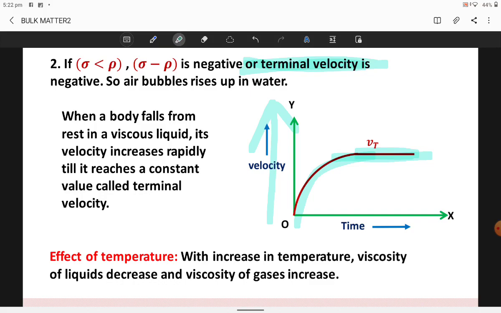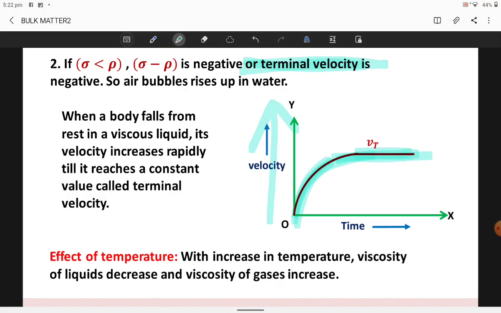So earlier, when it starts moving down in an ideal liquid, there will be some viscous force, and as the weight is more, it is moving with some acceleration, and that's why the velocity is increasing. But soon, with the increase in velocity, the viscous force also increases, and a time will come when the velocity becomes constant. That constant velocity is known as terminal velocity.